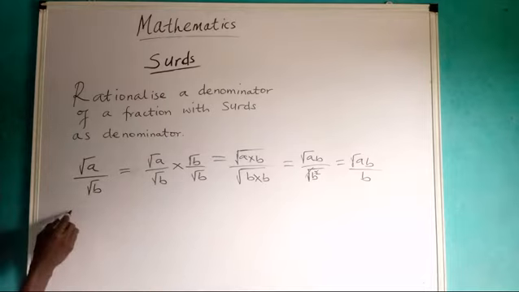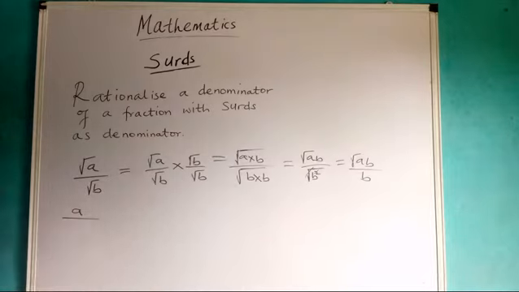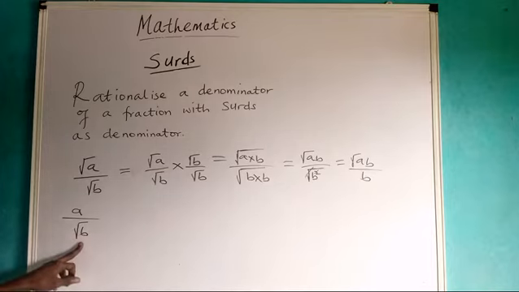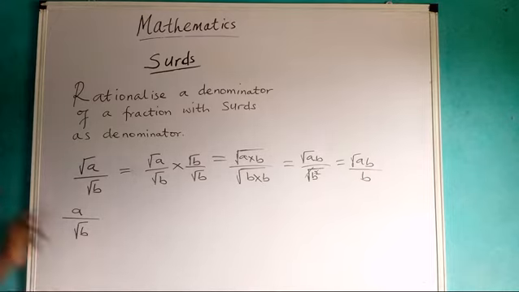Okay, let me give you a situation like this. Now, for this one, we also rationalize. Look at it. The denominator here is also a surd. But the A is not a surd, but the denominator is a surd. As far as the denominator is a surd, we rationalize.